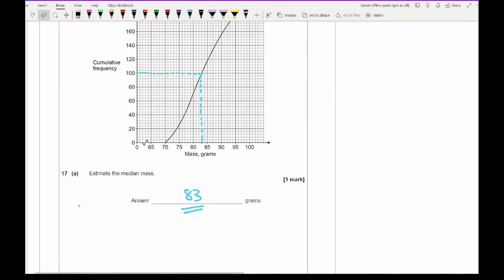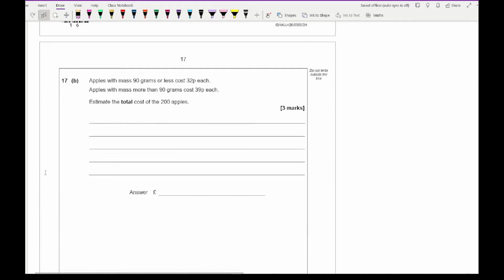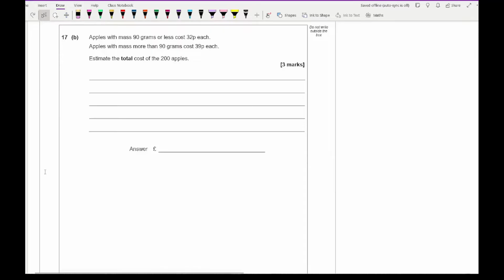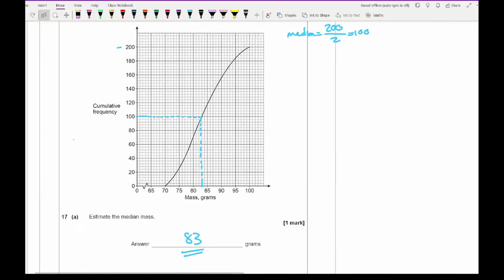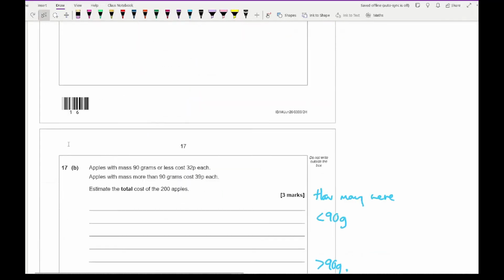Then question 17b says the apples with mass of 90 grams or less cost 32 pence each. Apples with a mass of more than 90 grams cost 39 pence each. Estimate the total cost of the 200 apples. So first things first, we need to count how many were less than 90 grams and how many were more than 90 grams. If we go back to the diagram, the first measurement was less than 90.